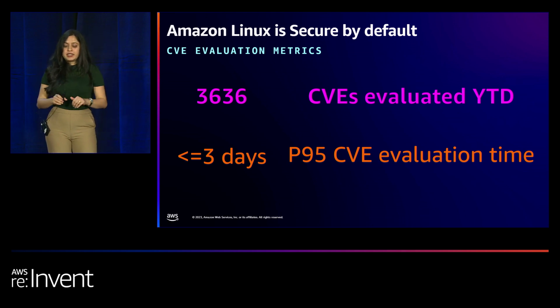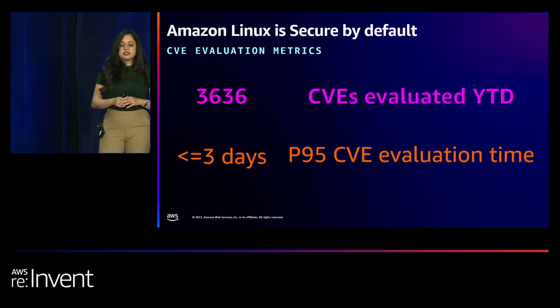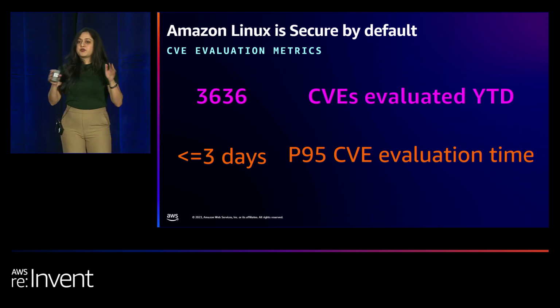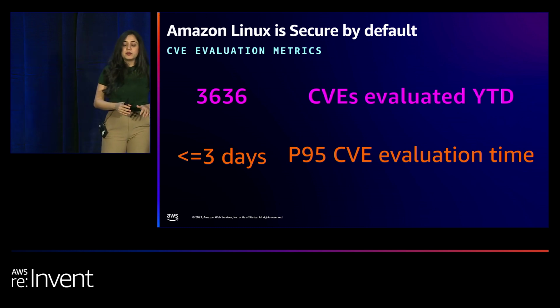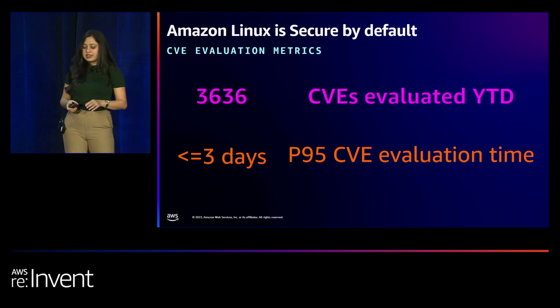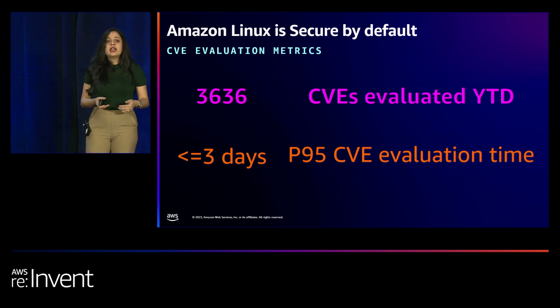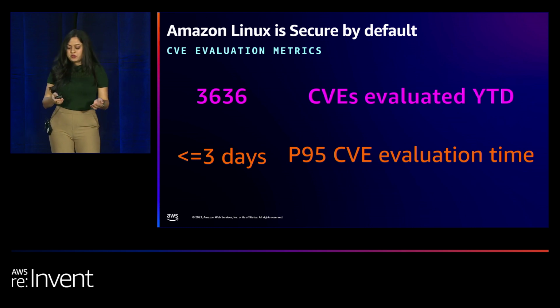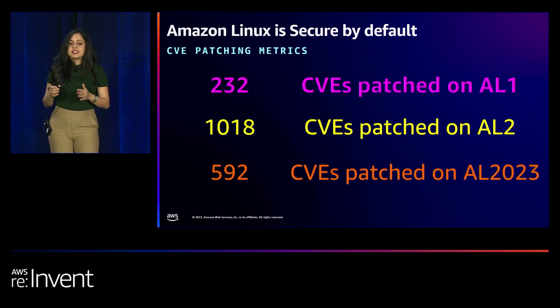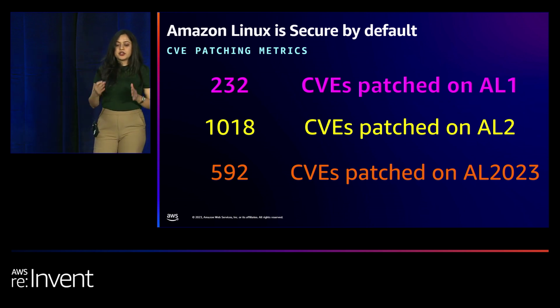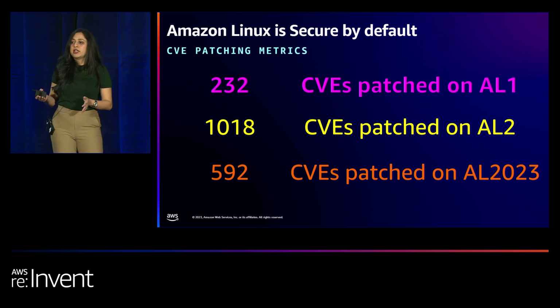So year to date, this year, we have evaluated 3,636 CVEs just from January alone. And we've done this with a P95 evaluation time of less than or equal to 3 days. Now, once a CVE has been evaluated, we assign it a severity rating and then subsequently provide a fix for it.